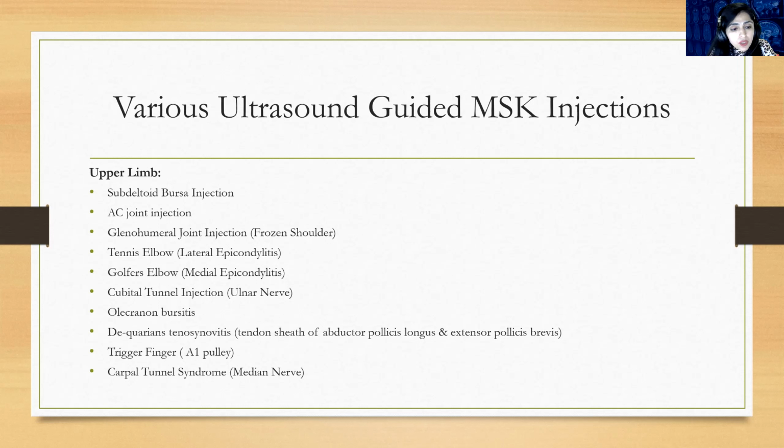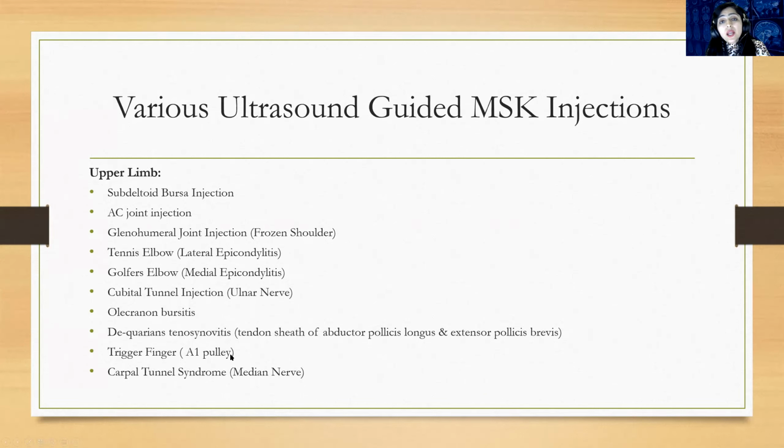Then moving on to the wrist, De Quervain's tenosynovitis is the synovitis of the tendon sheath of abductor pollicis longus and extensor pollicis brevis tendon. So this is the first group of muscles on the dorsal surface of the wrist. De Quervain's tenosynovitis. Then we can inject trigger finger.